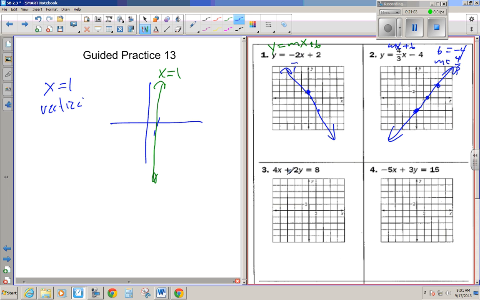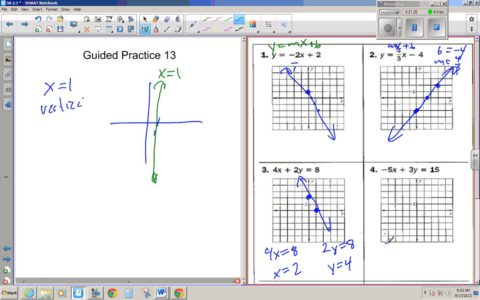Right here, this is standard form. So, standard form says that 4x equals 8. That tells us that the x-intercept is at 2. It tells us that the y-intercept is at 4. And once you have 2 points on a line, you draw it.